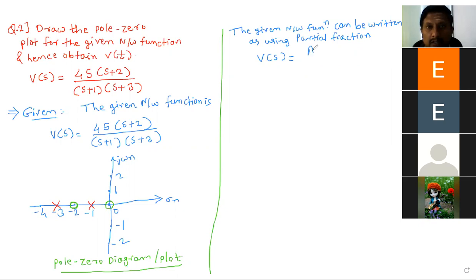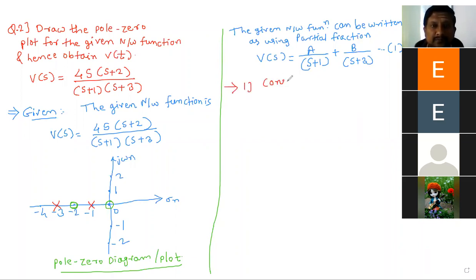A upon S plus 1 plus B upon S plus 3. As many poles as there are, that many coefficients will come: A, B, C like this. Okay. So this is equation number 1. Now, as the reference pole we first take S is equal to minus 1 to find out A. Next, as the reference pole we take S is equal to minus 3 to find out the value of B.